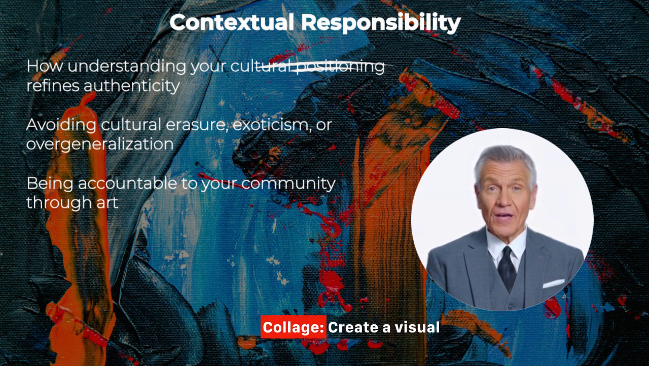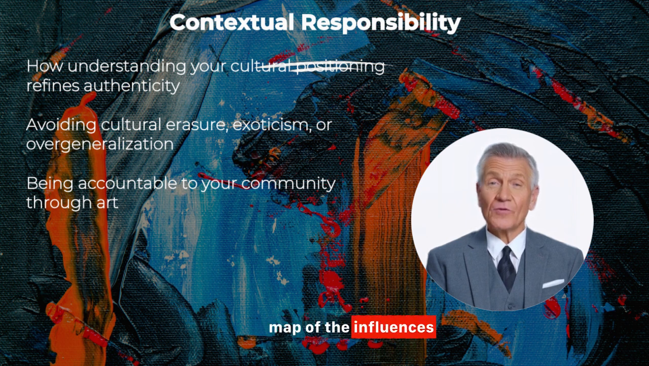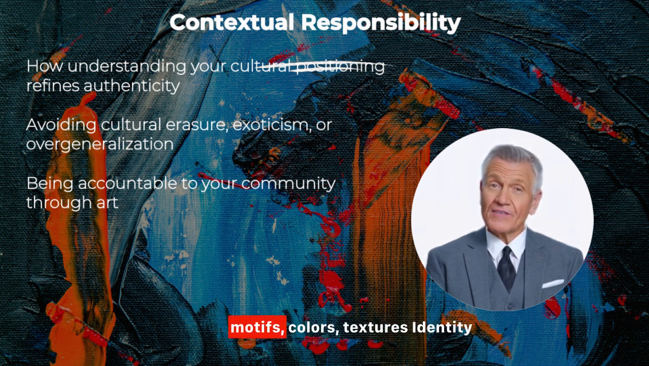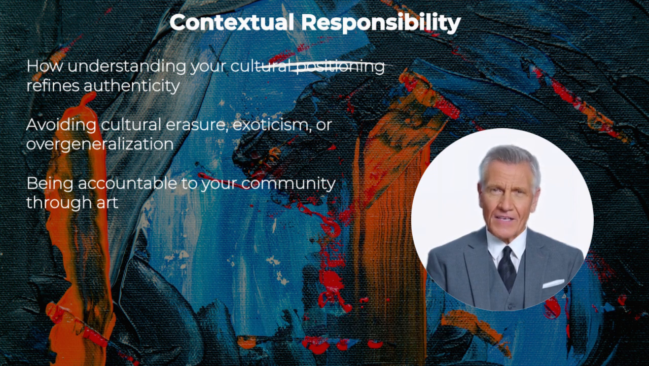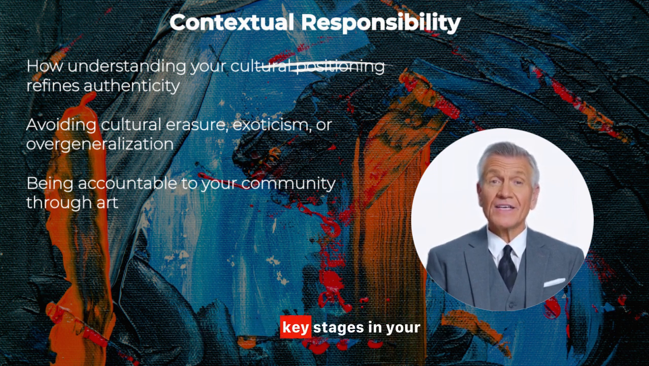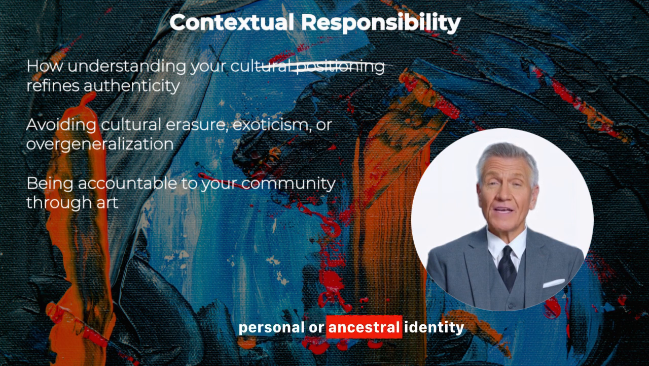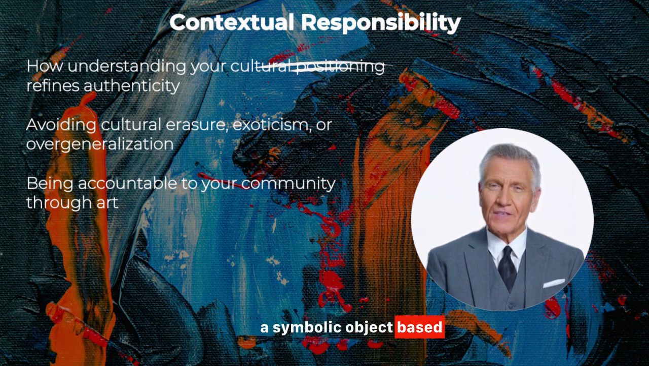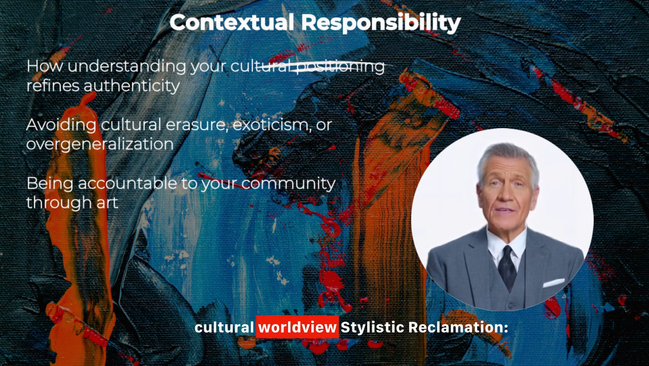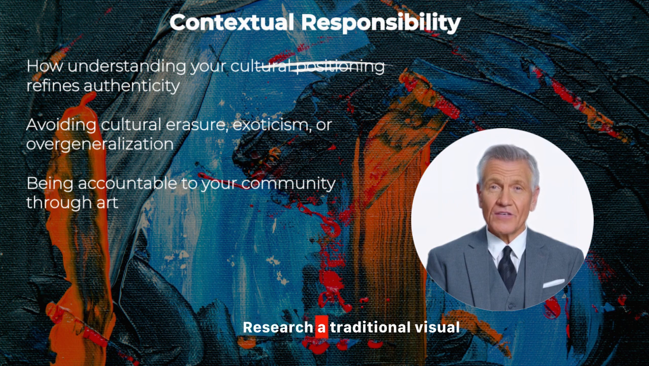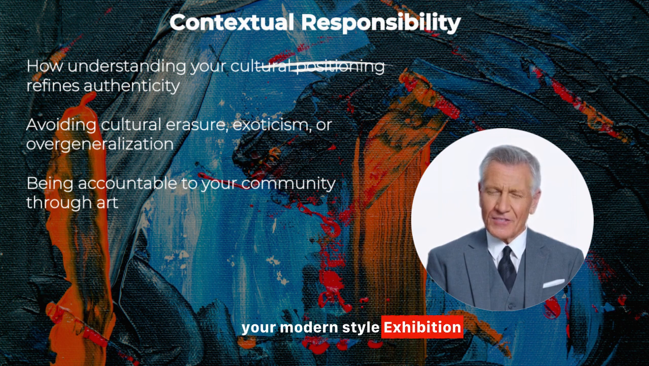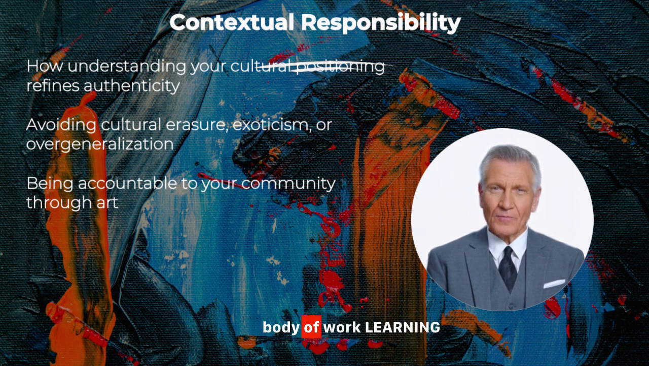Practical projects. Cultural mapping collage. Create a visual map of the influences from your background: symbols, motifs, colors, textures. Identity timeline. Create artworks representing key stages in your personal or ancestral identity. Ritual object design. Design a symbolic object based on your spiritual or cultural worldview. Stylistic reclamation. Research a traditional visual form from your lineage and integrate it with your modern style. Exhibition concept. Write a curatorial proposal for a show that explores identity and style in your own body of work.